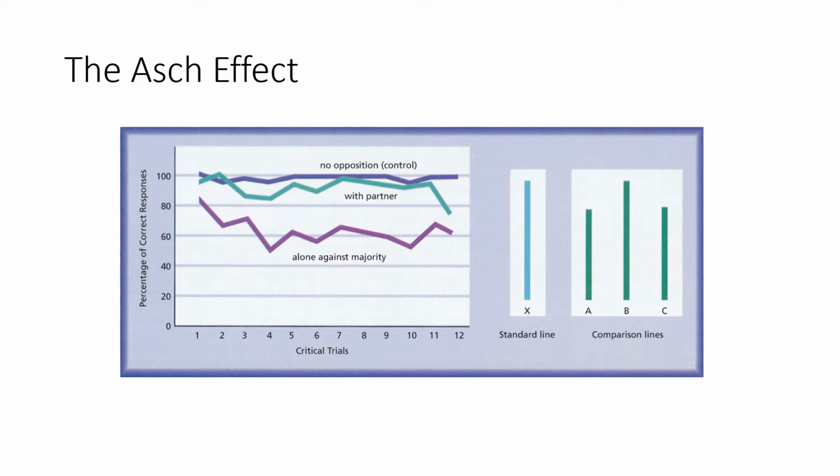And what happens is, the x-axis is percentage of correct responses, so how often were you to say, no, actually it's B, guys, across this number of trials. If there was no opposition, meaning there was no one in your group, it's just you and you're making this choice, about 100% of the time you're correct. It's not a hard task. You should be able to do it.